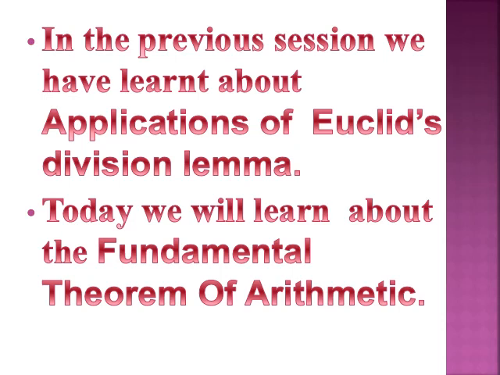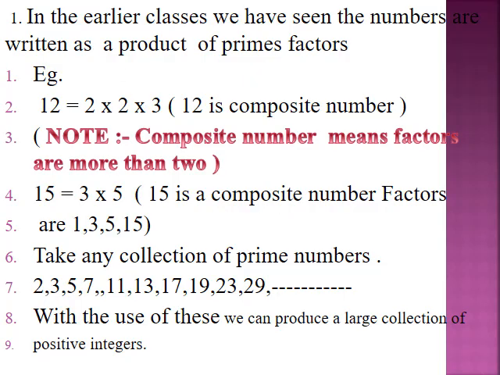In the previous session we have learnt about applications of Euclid division lemma, and today we will learn about the fundamental theorem of arithmetic. In the earlier classes we have seen numbers written as a product of prime factors. Now 12: the prime factors of 12 are 2, 2 and 3. Means 2 into 2 into 3 is 12, and 12 is a composite number.